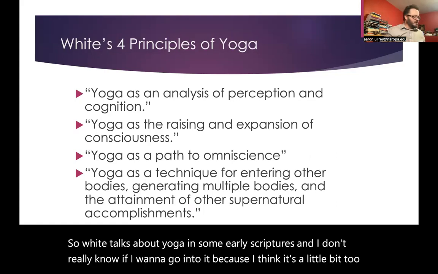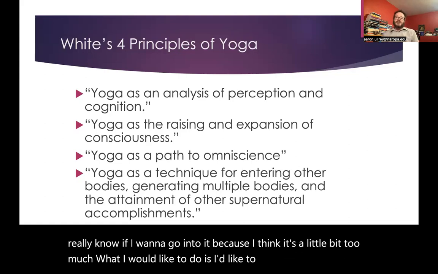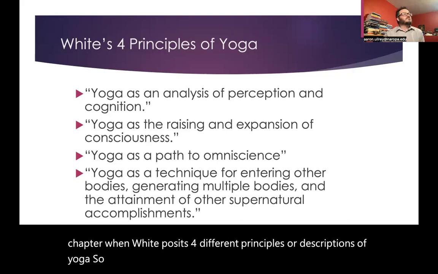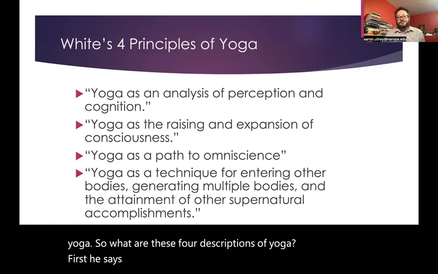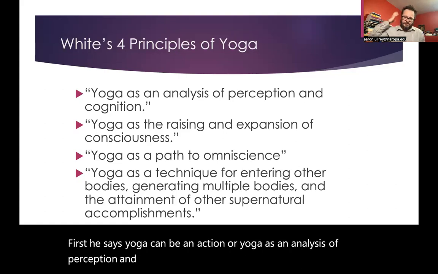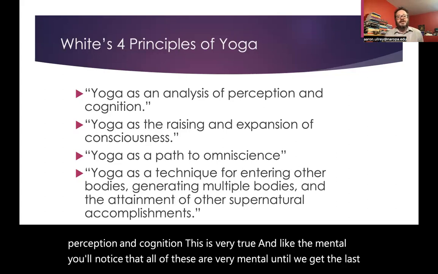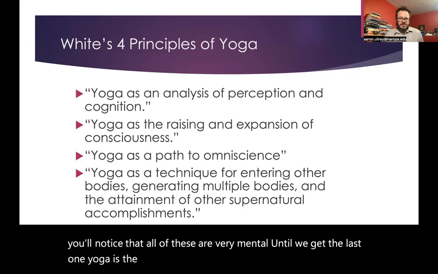What I would like to do is go to the end of the chapter when White posits four different principles or descriptions of yoga. So what are these four descriptions of yoga? First, he says yoga as an analysis of perception and cognition. This is very true. You'll notice that all of these are very mental until we get to the last one. Yoga as the raising and expansion of consciousness.